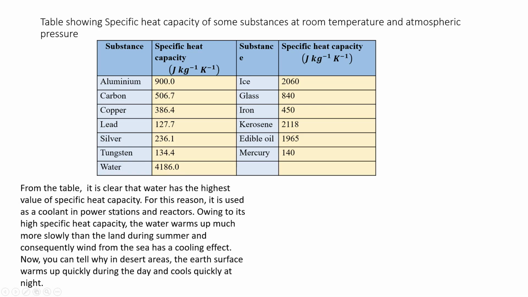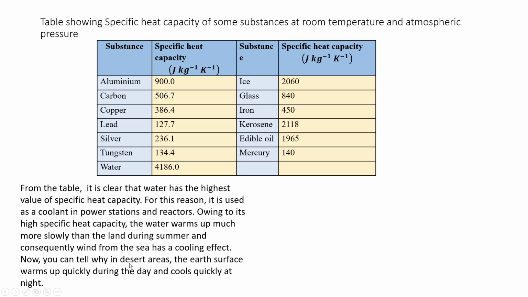For this reason, it is used as a coolant in power stations and reactors. Owing to its high specific heat capacity, the water warms up much more slowly than the land during summer, and consequently, wind from the sea has a cooling effect. Whenever you go to a seashore, you can feel the cooling effect of water.